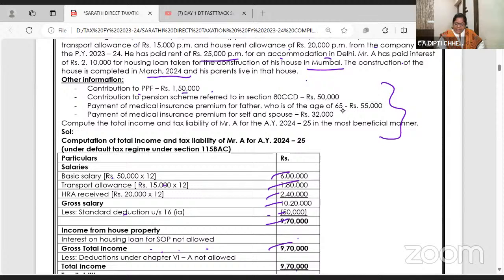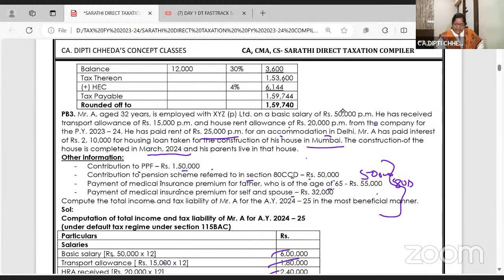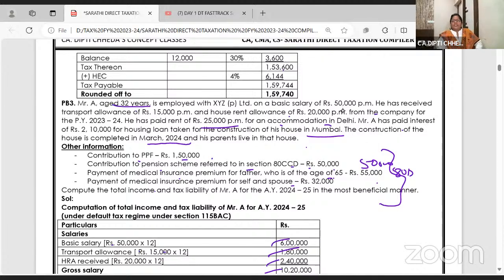PPF, 80C, 80CCD 50,000? Yes. Mediclaim, 80D for parents is allowed up to 50,000, not 55. And for self, it is up to 25,000 because he's just 32 years old. So whatever health insurance you take, 25,000 for you.